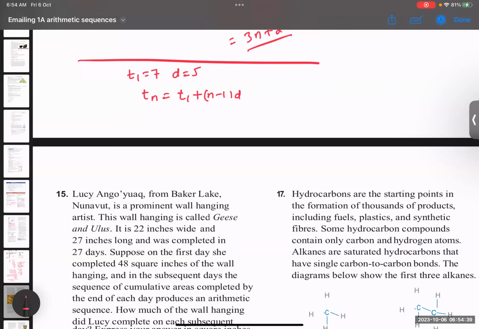Okay, now what is T1? 7. What is d? 5. Okay, let me figure it out. Write down. So 7 plus 5 minus 5. So 5n minus 5.